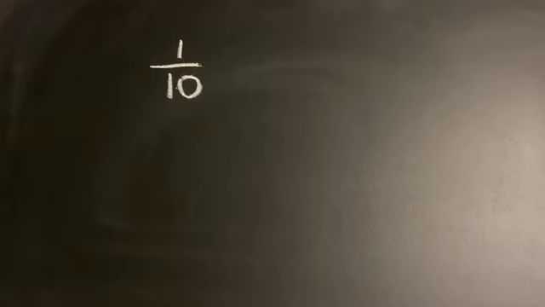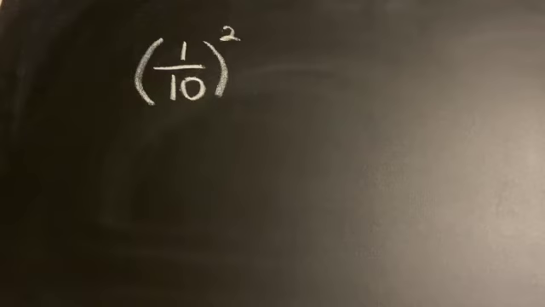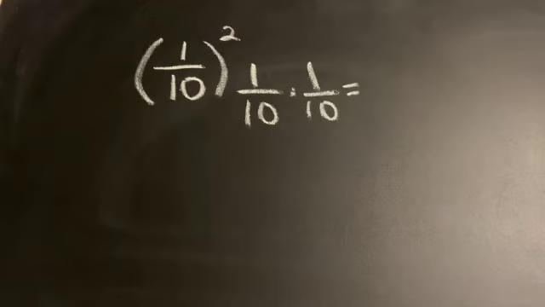Now, exponents aren't always just whole numbers. What if you had 1/10 squared? How would you do that? They're usually written in parentheses to avoid confusion. If you remember in the series on fractions, to multiply a fraction, you would first multiply the numerator by the numerator and multiply the denominator by the denominator. So in this case, 1 times 1 equals 1, and 10 times 10 equals 100.